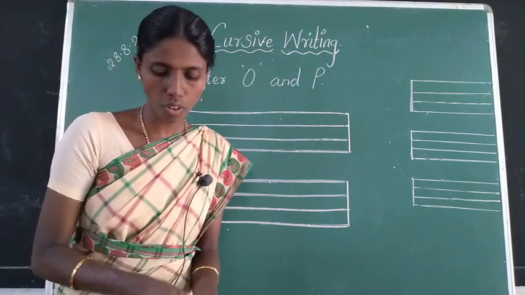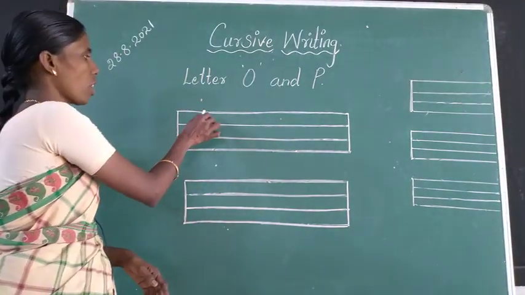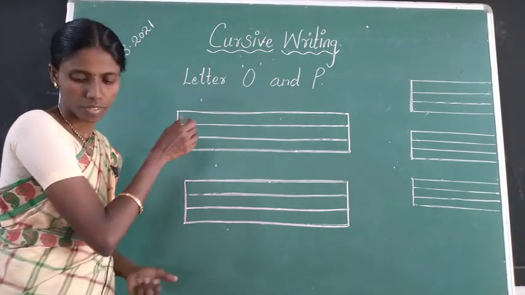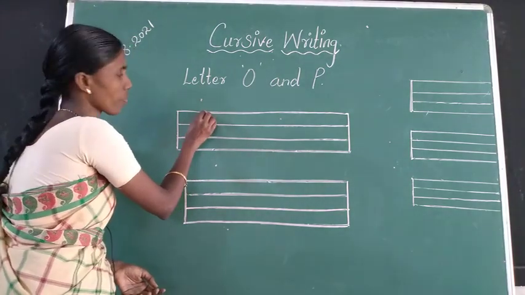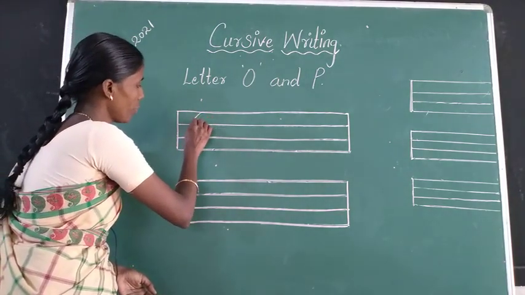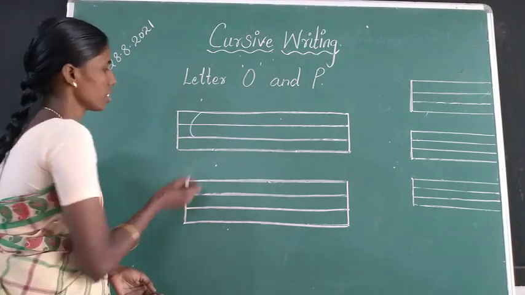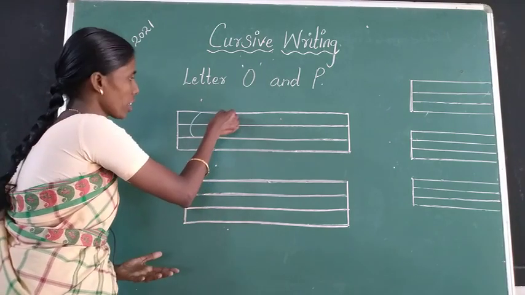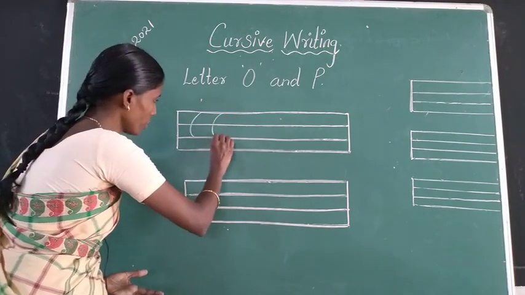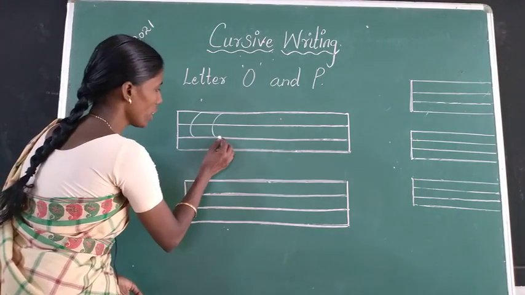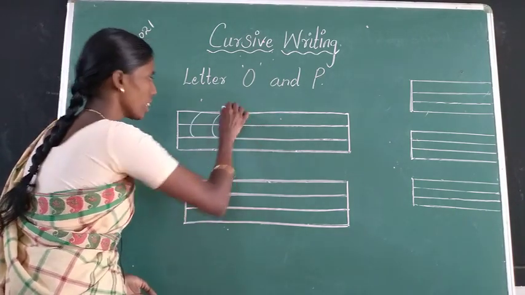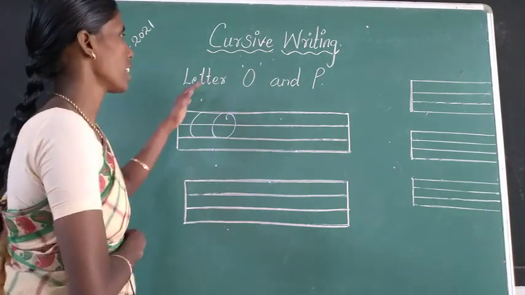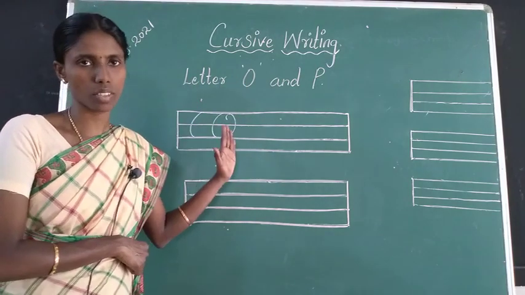First of all, put a pencil point on the top line. Then make a left curve, then go up with a right curve, then turn it inside. This is capital letter O in cursive.